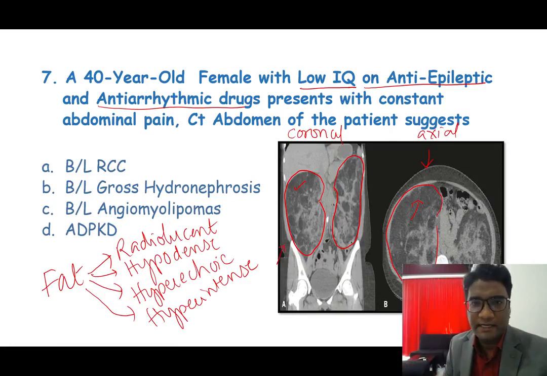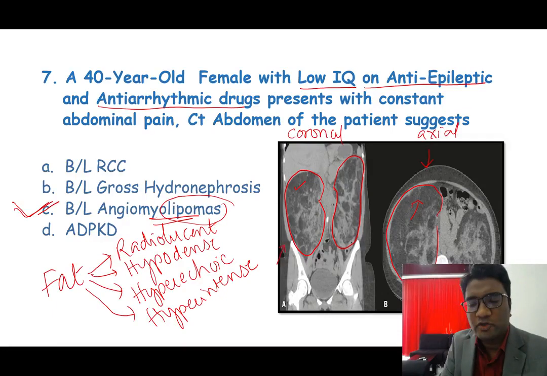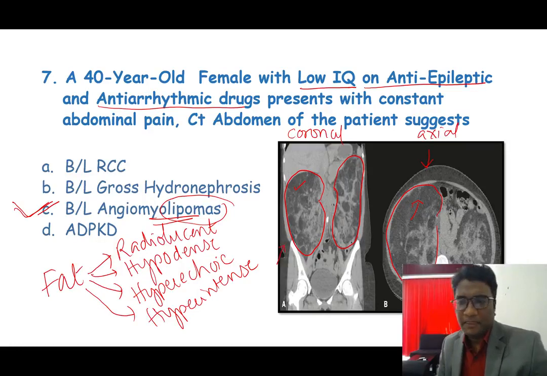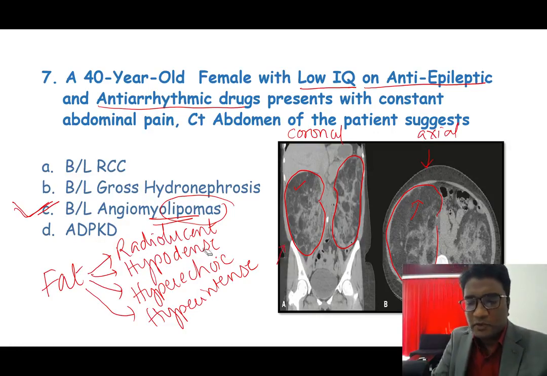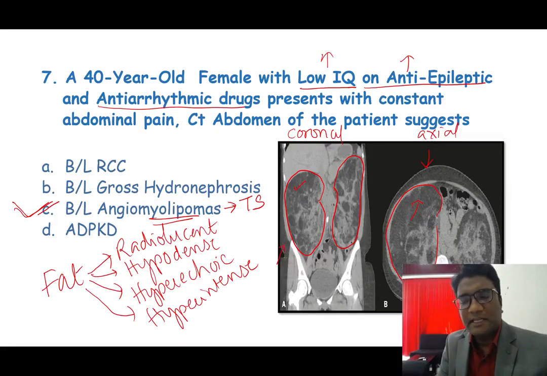So this is a fat containing lesion in the kidney, which resembles the subcutaneous fat. So these are your bilateral angiomyolipomas. The fat containing lesions in the kidneys are bilateral angiomyolipomas. And if you look at the history, what does this suggest to you? Where do you see this association of bilateral angiomyolipomas? Bilateral angiomyolipomas are commonly seen in patients with tuberous sclerosis, right? And look at the question. It is showing that the patient is having epilepsy, low IQ.